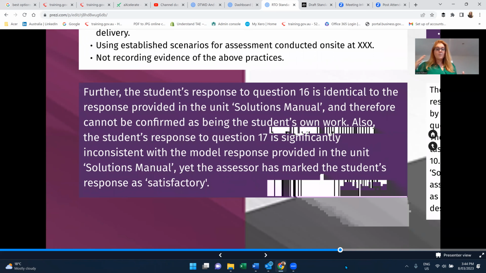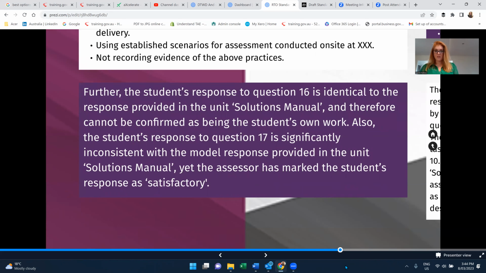Okay, this is going to become more and more common in the world of AI. Further, the student's response to question 16 is identical to the response provided in the solutions manual and cannot be confirmed as the student's own work. The student's response to question 17 is significantly inconsistent with the model response, yet the assessor has marked it satisfactory. So this is where things like online assessment in Accelerate I like, because when your assessor is marking, the assessment answer is right there next to it. It's why, the first time that you're marking new tools, you should always have your assessor guide out so that you can see what the benchmark responses are supposed to be.